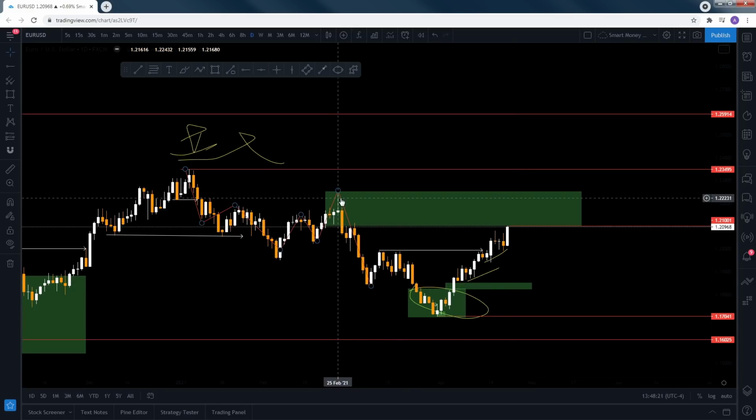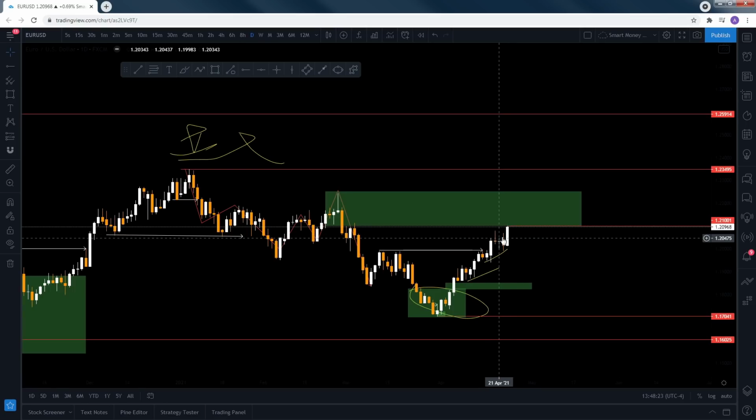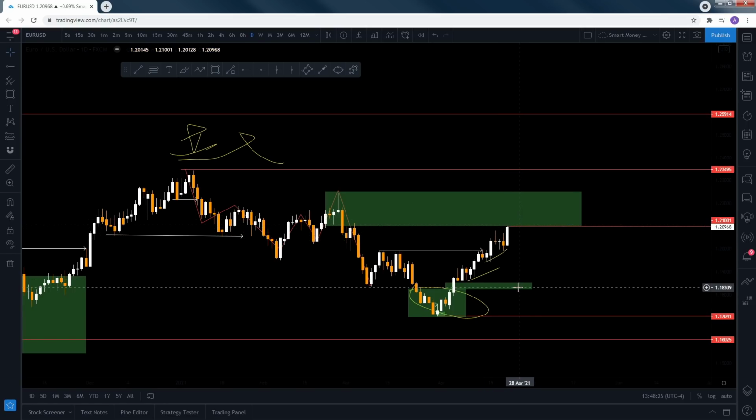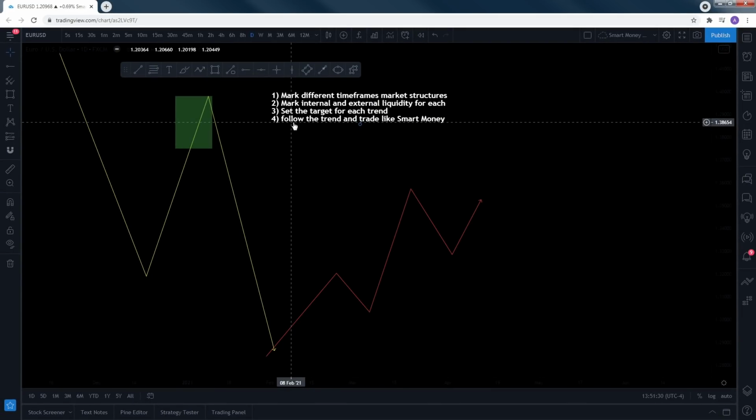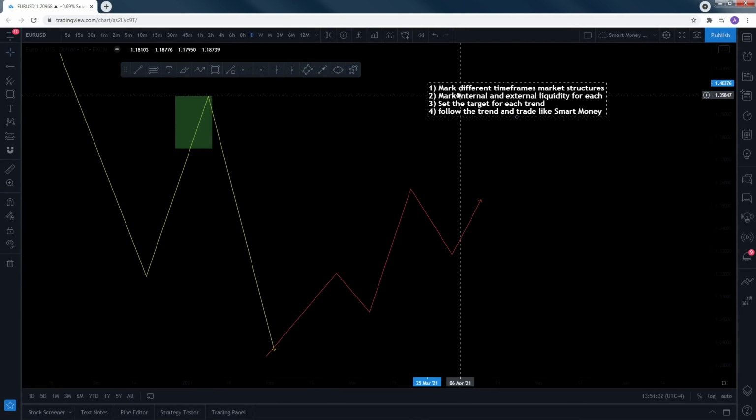So pay attention to this level. If we have any break of market structure on the lower time frame, we are going to have a nice sell-off on EURUSD. Now to sum up how to do a proper top-down analysis, I want to quickly address these specific rules.